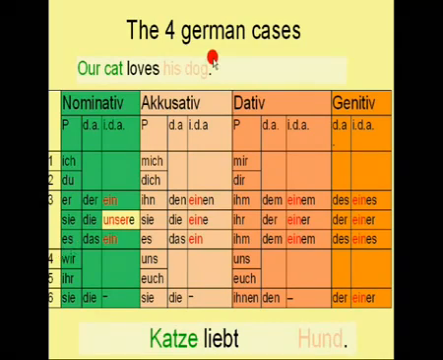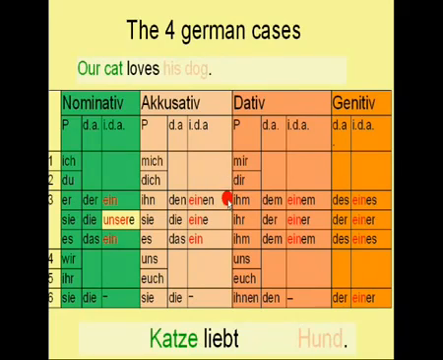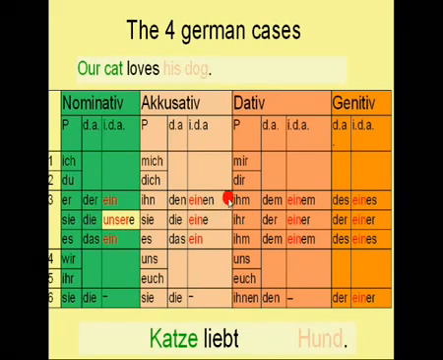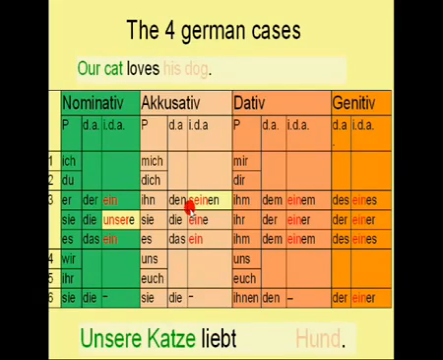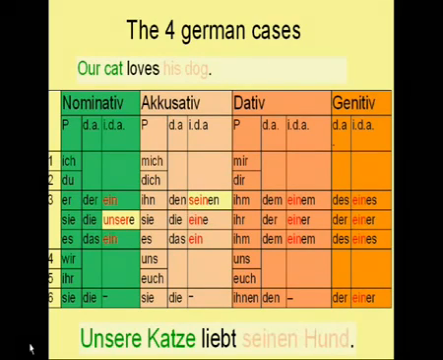And now we know that dog is also in the 3rd person singular, but is masculine. So we know that we need to replace this word stem here. And who is the possessor now? Which grammatical person? The grammatical person of the possessor is the 3rd person singular masculine. So its word stem is sein, and this is the one that we need to replace with ein. Here you see how it looks: Seinen. And this is how the sentence goes. Unsere Katze liebt seinen Hund.